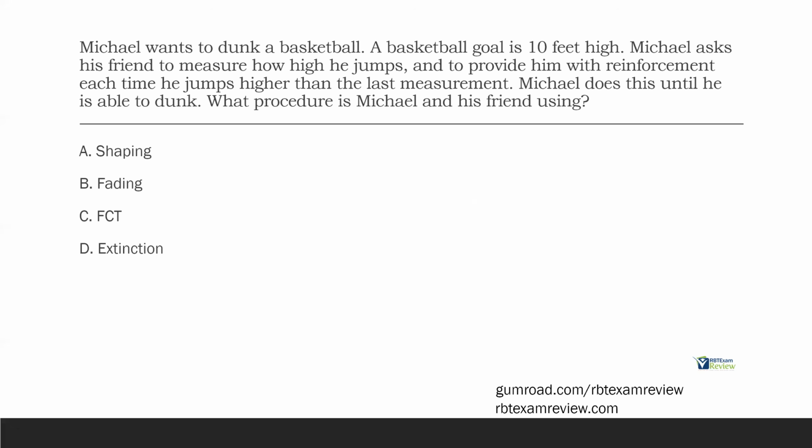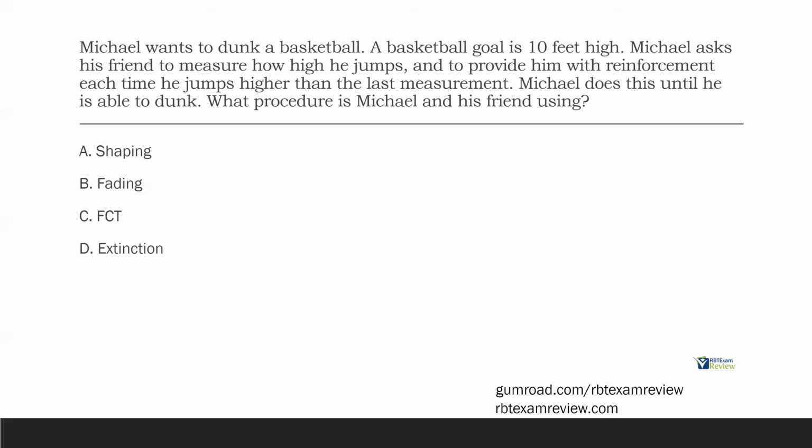So if we are reinforcing larger instances of behavior towards a goal or terminal behavior, in other words, successive approximations of behavior, what are we doing? That's what Michael's friend is doing. Each successive approximation of 10 feet is reinforced. So if Michael jumps 2 feet, then 4 feet, then 6 feet, then 8 feet, we're trying to get that behavior all the way up to what? 10 feet and dunking a basketball.